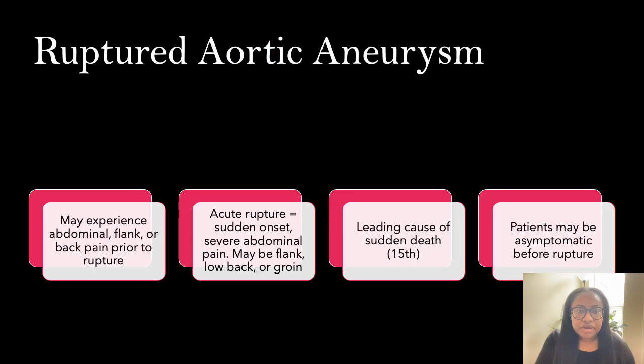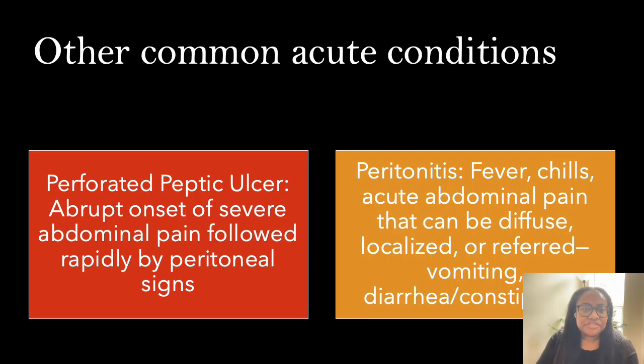The next condition I want you guys to take a look at is a ruptured aortic aneurysm. It is actually one of the leading causes of death in the United States. The thing that's so scary about the ruptured aneurysm is that it may or may not have any symptoms. Some patients may experience some flank pain, some groin pain, or some back pain, but for some, they're completely asymptomatic before the rupture. Other common conditions to think about are perforated peptic ulcers and peritonitis. So make sure you have an awareness of their presenting symptoms, what could potentially trigger these, and how you would manage that.